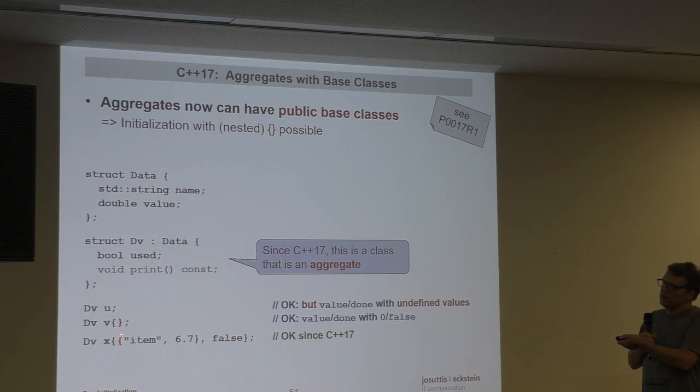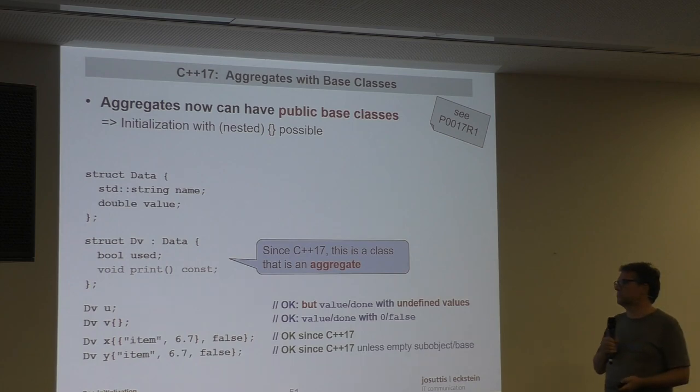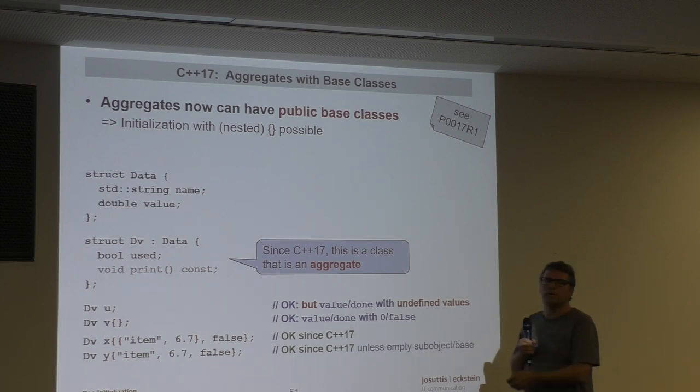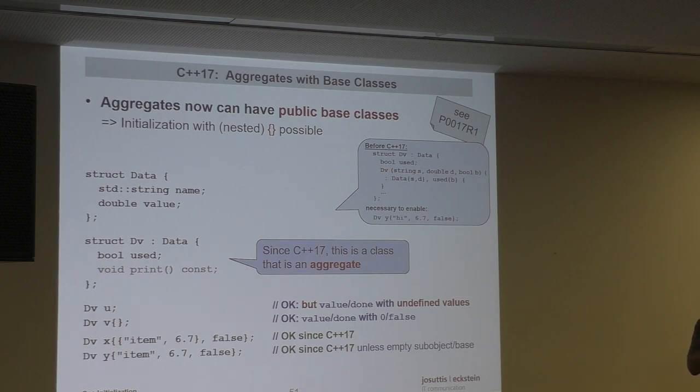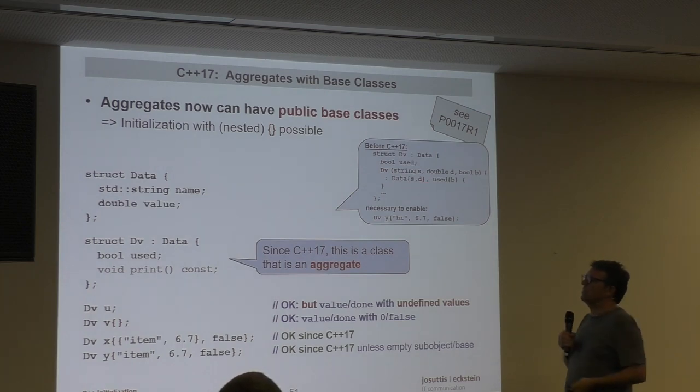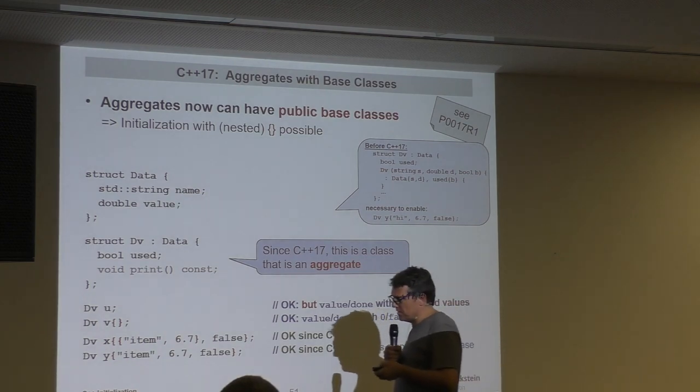Look at this. You can initialize an object of this type saying the base type, the name and the value, get item and 6.7, and the derived type gets the false. Okay, and you can skip the braces here. That's a feature, that's not a bug. In the past, to be able to do that, you had to write a constructor taking all these arguments. And this could not be supported, or could not be supported easily. Everything can be done in C++, more or less complicated.